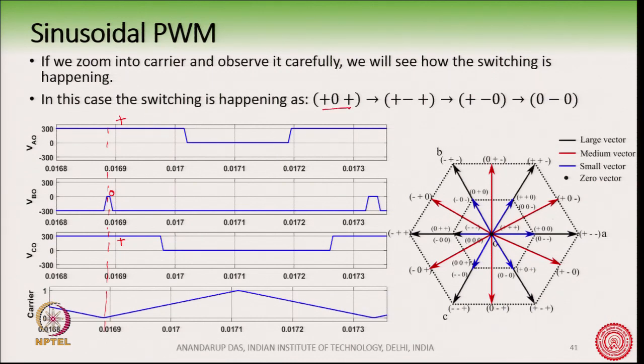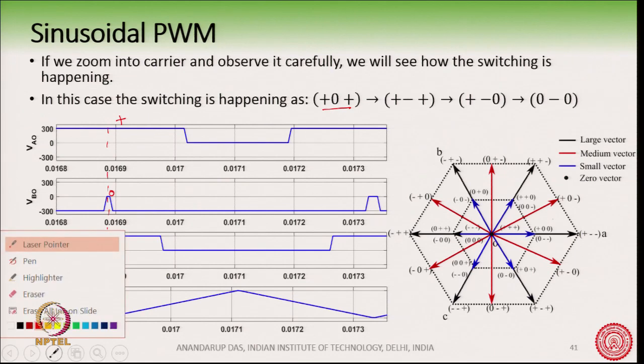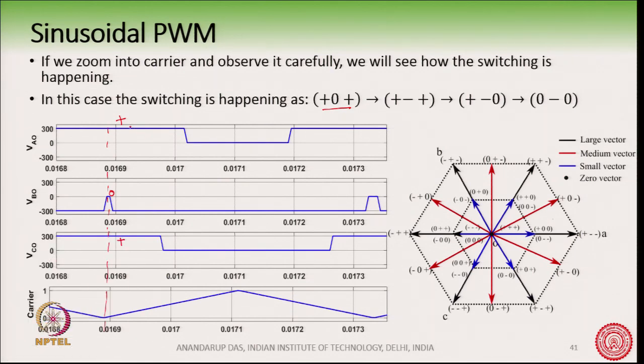And where are we in the space vector diagram? We are here. This is the plus 0 plus. So, this is the start of the carrier and we have started our switching from plus 0 plus. This is the first one. In the next one, we go up to this one, then immediately here we have plus minus plus. So, this is where this switching state plus minus plus is happening.